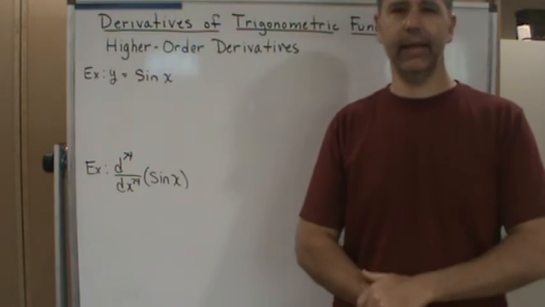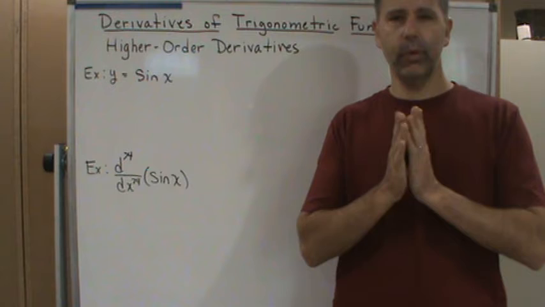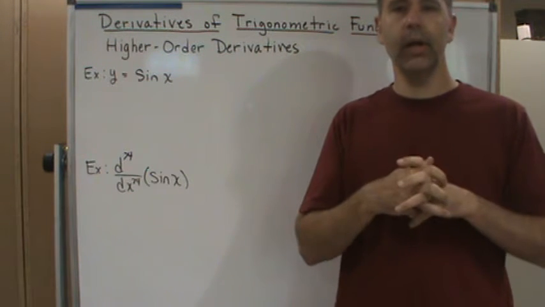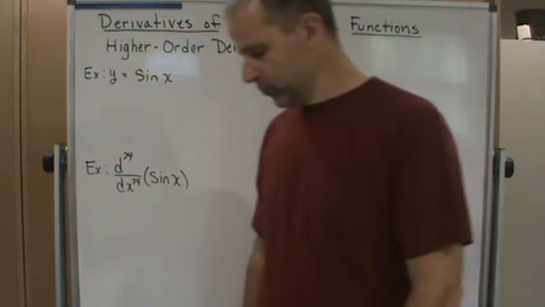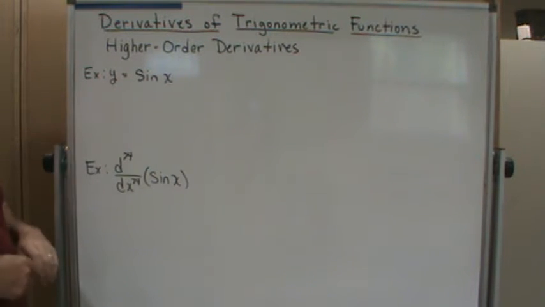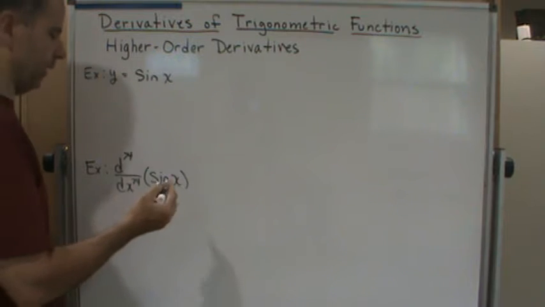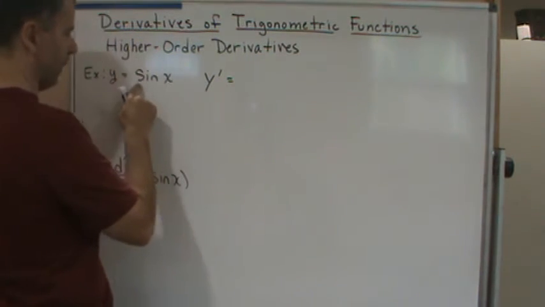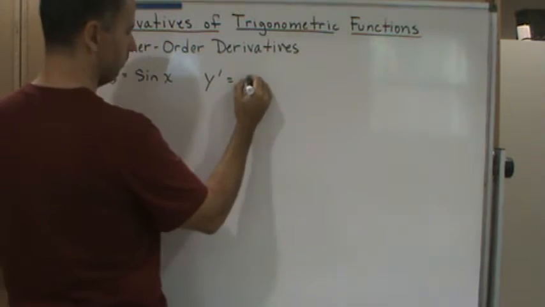Hey, welcome back. And now we get to deal with higher order derivatives as they apply to trigonometric functions. So how do we deal with that? Well, we're going to see what we find. So they want us to find the first four derivatives of sine x. Okay? So in this case, y prime equals what? Derivative of sine is cosine.